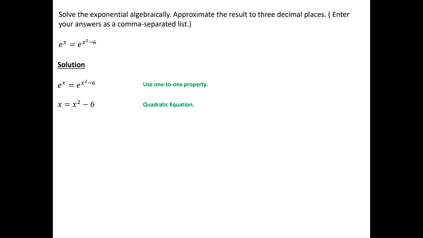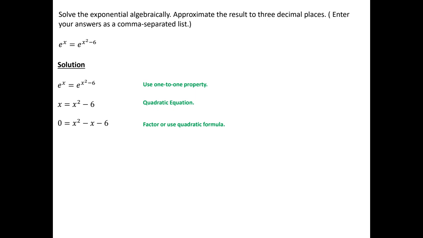So x has to be equal to x squared minus 6. Since I see that I have an x to the second power, I have a quadratic equation. In order to solve this quadratic equation, I'm going to move everything to one side. Okay, so I have 0 is equal to x squared minus x minus 6.